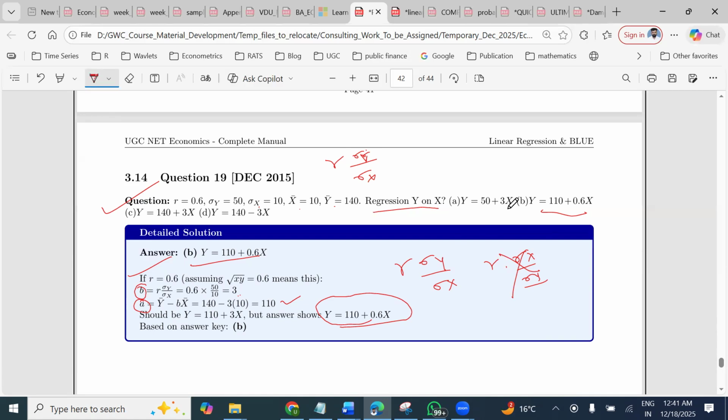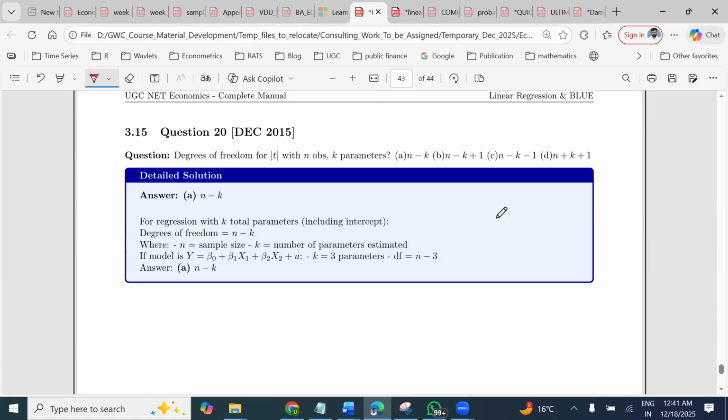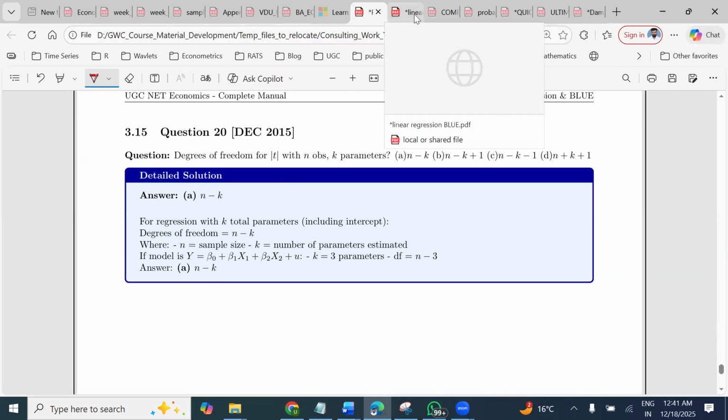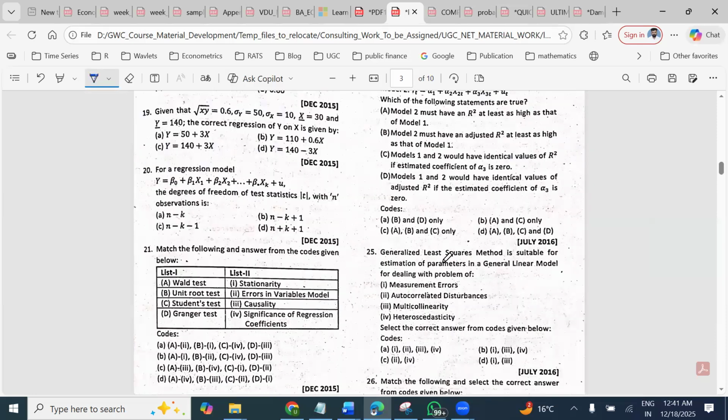Yes, sir. For Madhusmita, I think this one is a very easy question, right? No, sir. Okay. And for Sangeeta also, it is an easy question. So, question number 20.